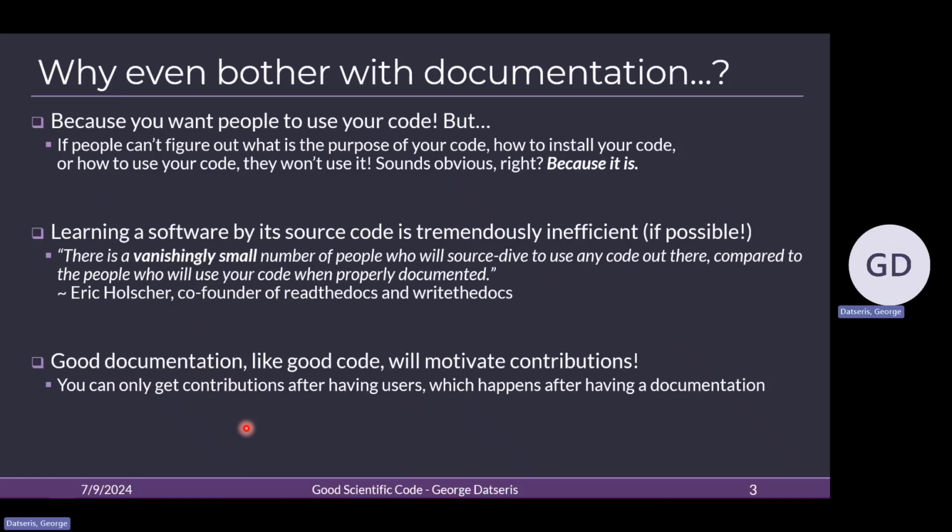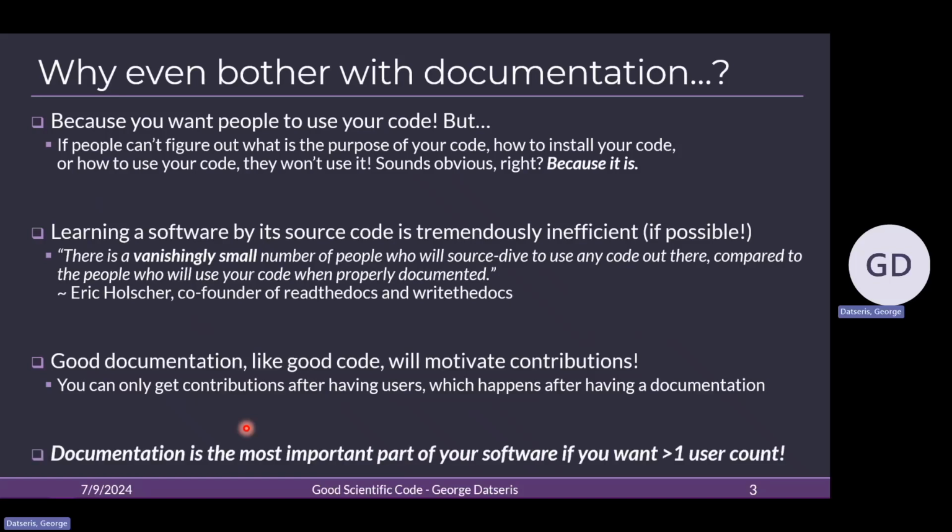So the third reason is that if you have good documentation, similarly to you having good code, this will motivate contributors. And you can only get contributors after already having a user for your code, which happens only after having a documentation. So you should bother with documentation because it is the most important part if you want your software to have greater than one user count. Right.